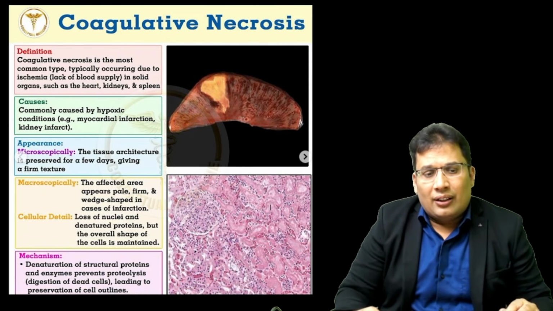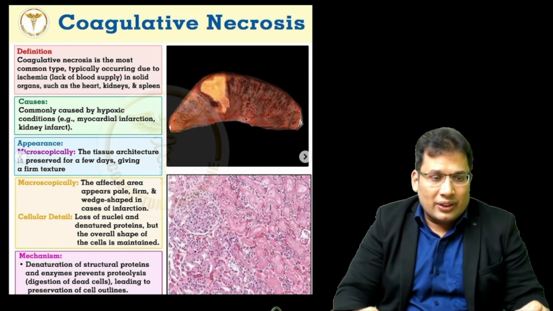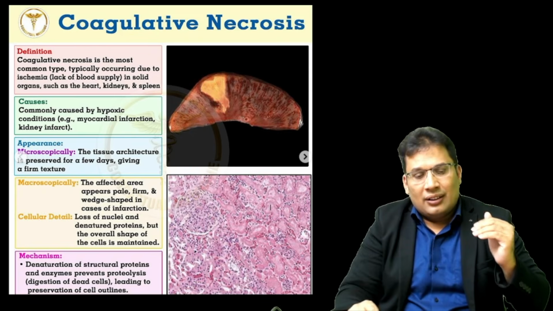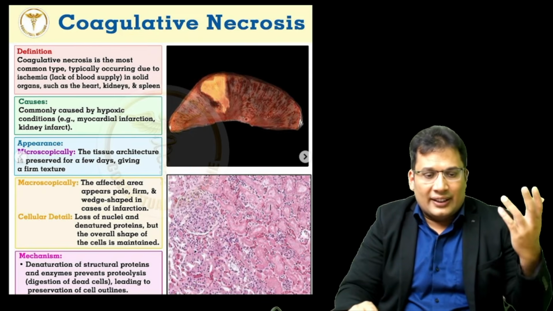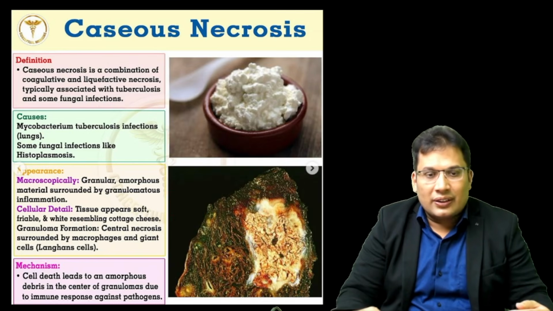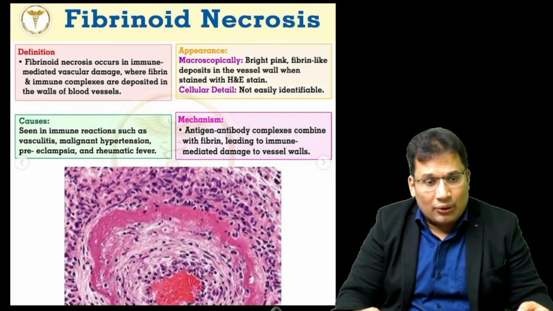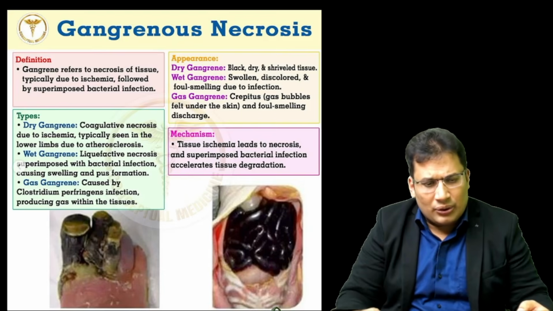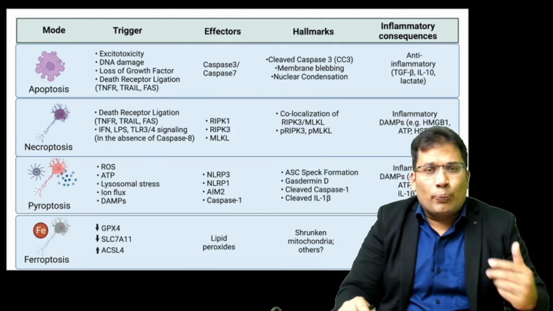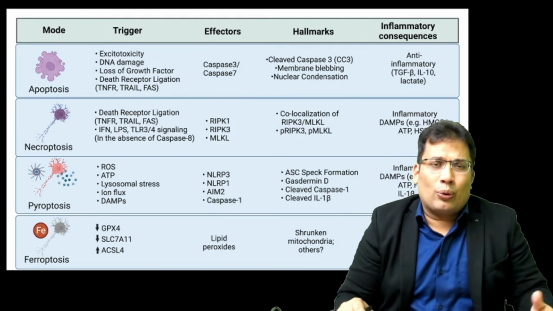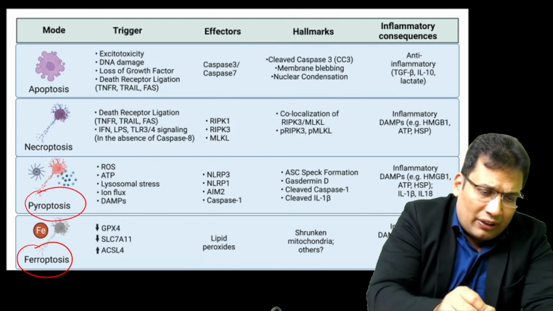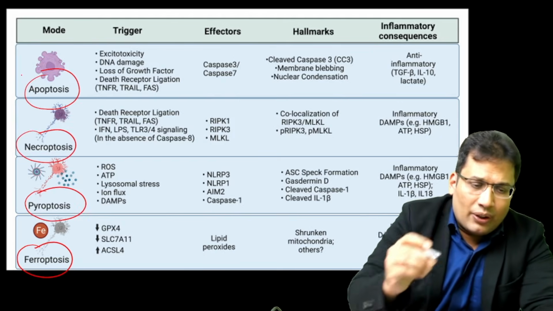Then you need to explain a few points about coagulative necrosis: the definition, causes, macroscopic appearance, cellular details and the mechanism. In the same way, liquefactive necrosis, caseous necrosis, fibrinoid necrosis and so on. Gangrenous necrosis is again very commonly asked. And if you mention a few points like apoptosis, necroptosis, pyroptosis, ferroptosis and so on, it will fetch you more marks in the exam.